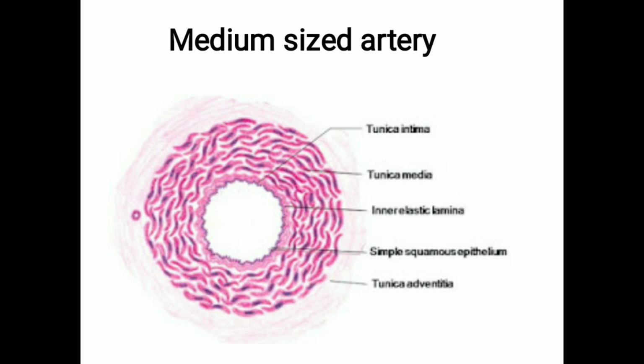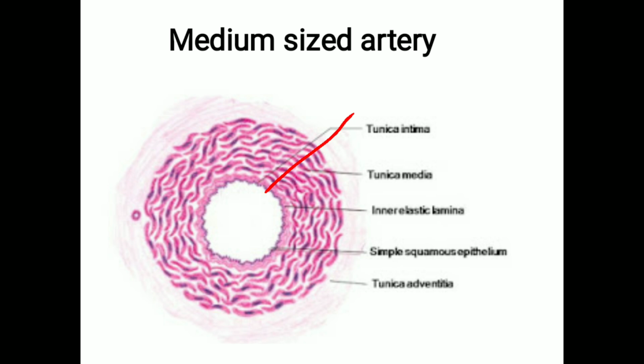Next slide you are looking at is of the medium size artery. The medium size artery is also called a muscular artery. So the muscular artery, if you look, the points are the same. There are three coats. What are the three coats? From inside out, they are called tunica intima, tunica media and tunica adventitia.